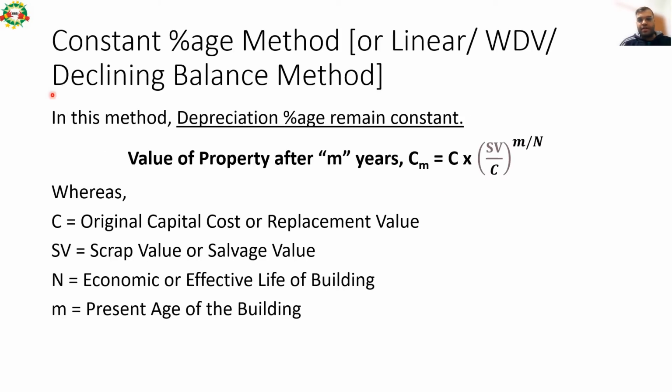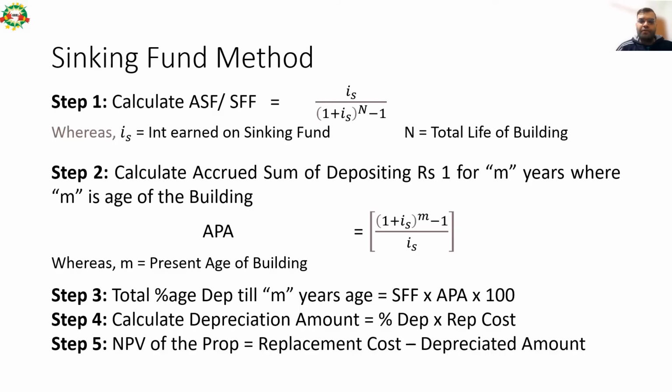This is the second method of depreciation, which is also called the percentage constant method, constant percentage method, linear method, WDV method or declining balance method. So this is the formula which we discussed in the last session. We will apply all these formulas in today's session. The third method of calculation of depreciation, about which a numerical is a must, at least 1 or 2 marks of numerical is a must out of this slide.